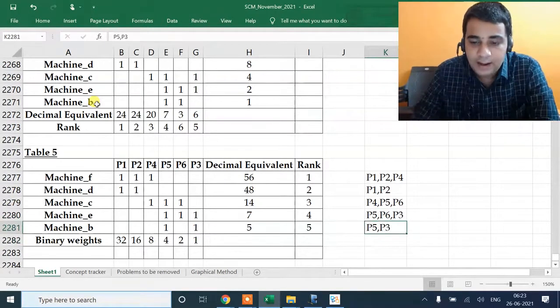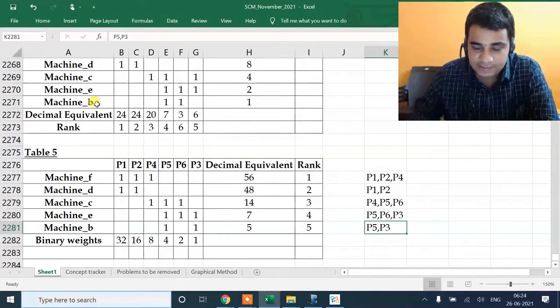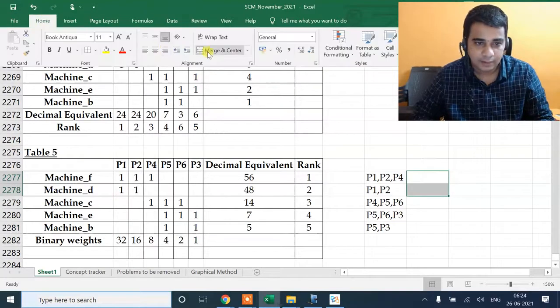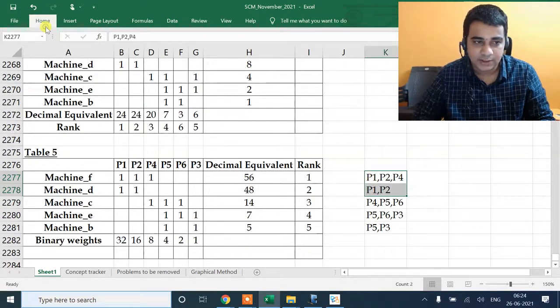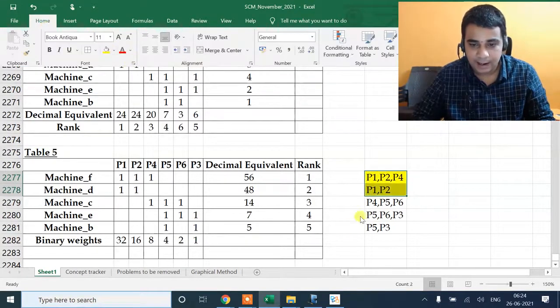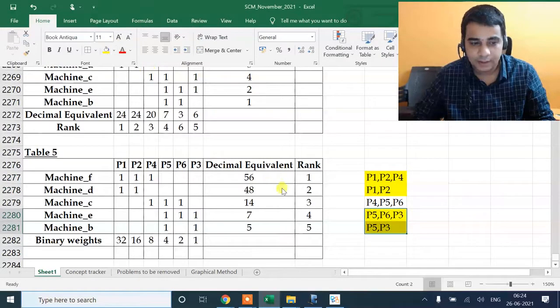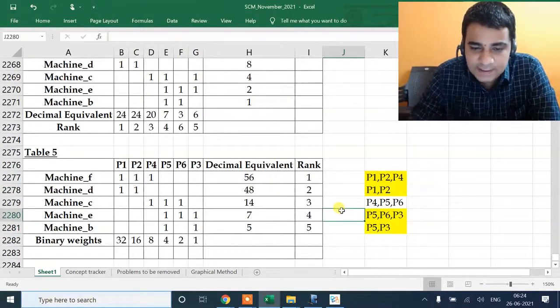Now I can club together B and E. See, these two can be clubbed together, because P1 and P2 is getting manufactured there. I'll club these two machines also together, because your E and B is more or less processing the same products.